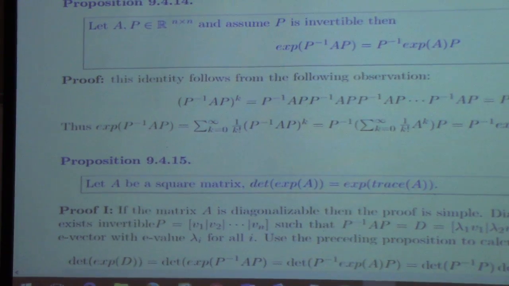This is an ordinary exponential, and this is a matrix exponential. This is a connection between the ordinary exponential and the matrix exponential. It's kind of surprising, I think.